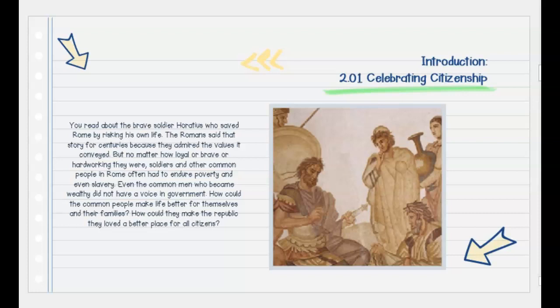Introduction. That should be 2.02, Celebrating Citizenship. Sorry, a little typo there.